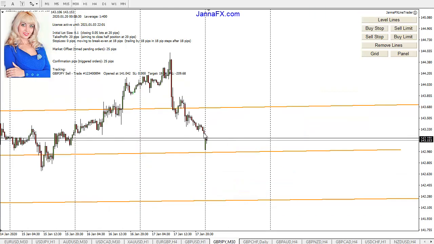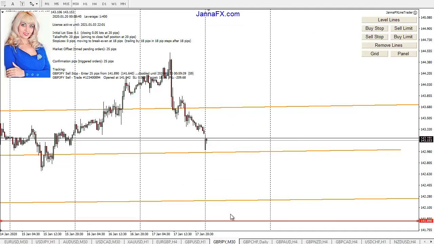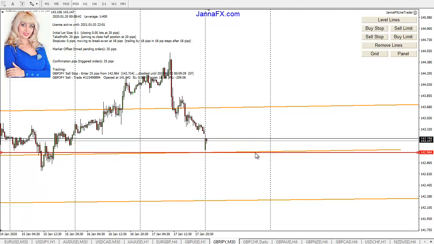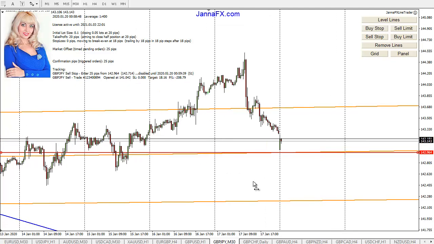And pound yen also has a little small gap here, so it's going to probably close it. Maybe it will continue its way up, but I think I'm going to place a pending sell order anyway, because it's quite close to the level I have here.